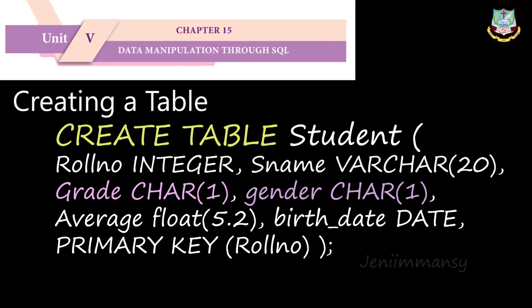Okay, and then average, float of 5.2. In this float you can give point values. That means before the point it will have 5 places, and after the point you'll have 2. So you can just imagine average float of 5.2, so you'll have 1, 2, 3, 4, 5.67. You can give 5 digits before the decimal point and 2 digits after it. That much will be saved.